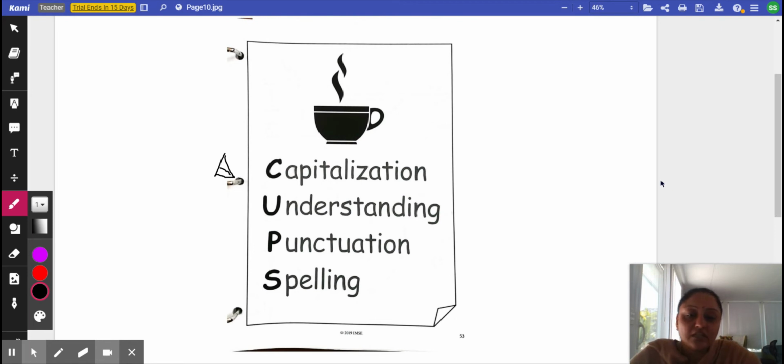What understanding means is: are the words spaced properly? Are the letters printed correctly? Those are things that we are looking for when it comes to understanding. And the P is of course for punctuation. When it's a comma, she has to put a comma. When it's a period, she has to put a period. When it's a question mark, she has to put a question mark, or an exclamation point, and so on and so forth. Punctuation stands for ending punctuation, and S is spelling, of course.